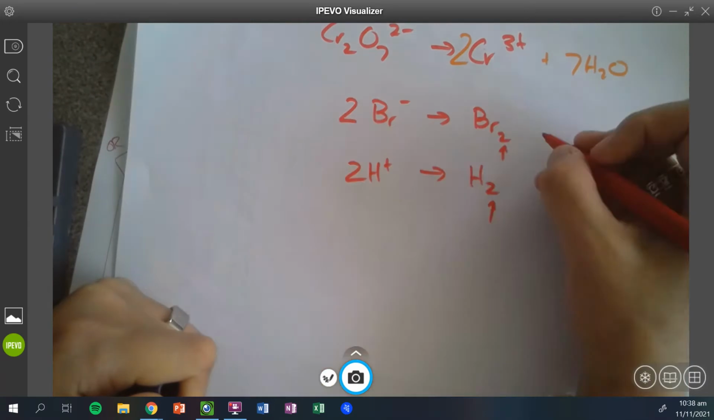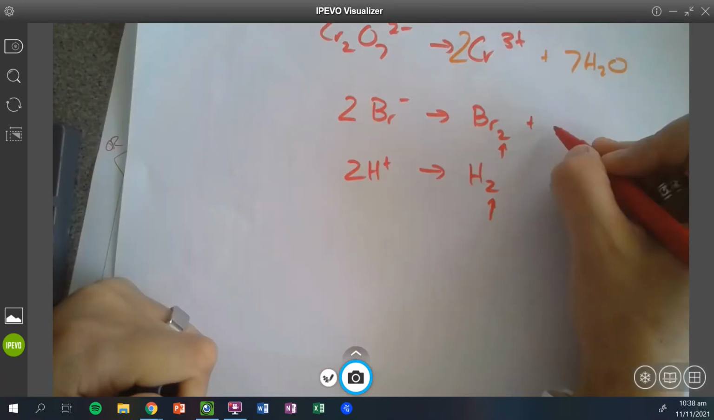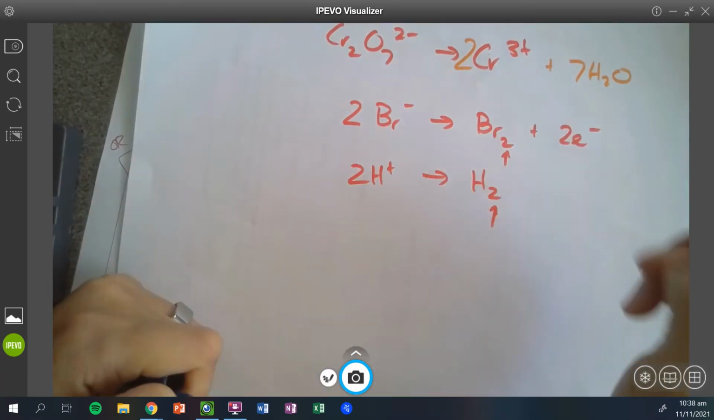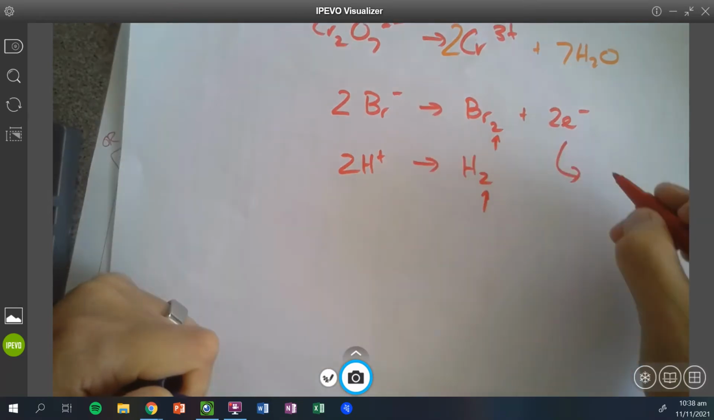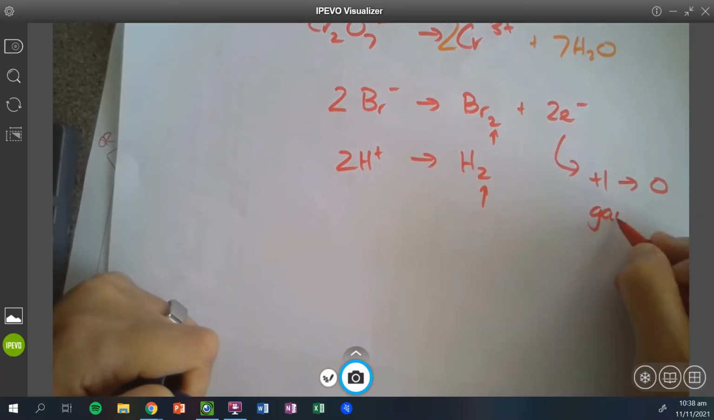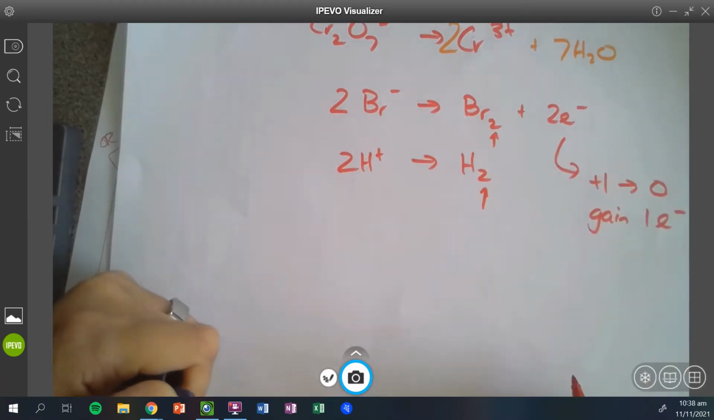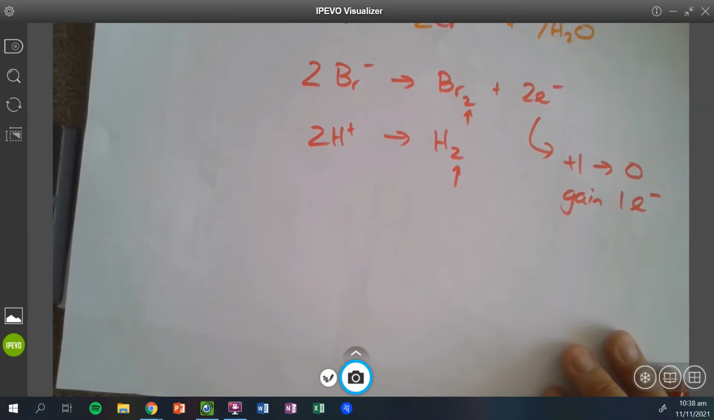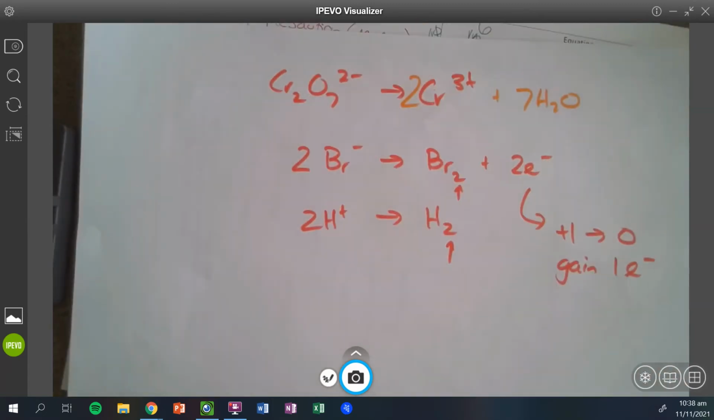And then when you're putting electrons down, you'll be showing 2 electrons. But the justification you'll be talking about, the oxidation number has changed from +1 to 0. It's gained 1 electron. I'm doing a question similar to the top one. So to balance that, you put 14 hydrogen ions together. Yep.